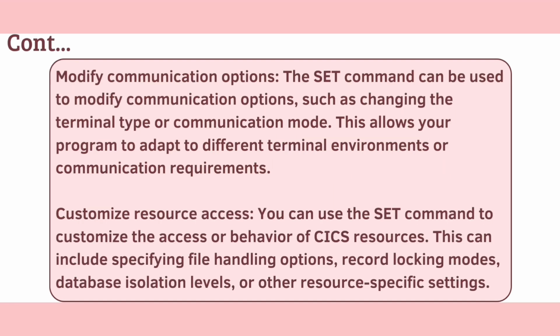Modify communication options. The SET command can be used to modify communication options, such as changing the terminal type or communication mode. This allows your program to adapt to different terminal environments or communication requirements. Next is customize resource access. You can use the SET command to customize the access or behavior of CICS resources. This can include specifying file handling options, record locking modes, database isolation levels, or other resource specific settings.